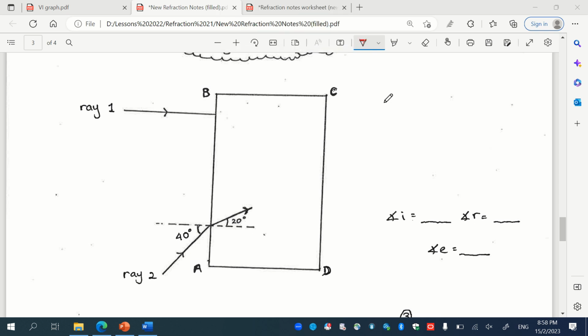So let's finish this last part. Of the two rays, ray 1 and ray 2, which one is the easiest for you to draw? Ray 1, right? Because ray 1 is 90 degrees to the surface. How will it go through this rectangular glass block? It would have gone straight, right? So ray 1, if you have 1 mark to earn, this kind of 1 mark, don't waste. I'm trying to draw as straight as I can because I can't use a ruler.